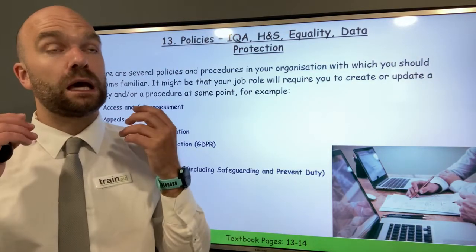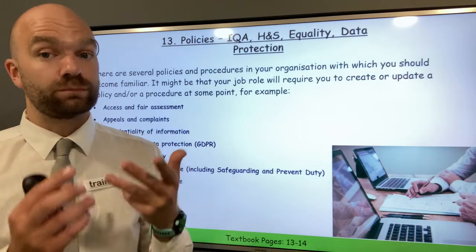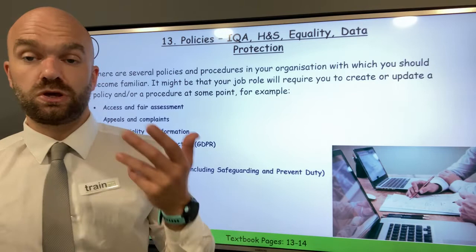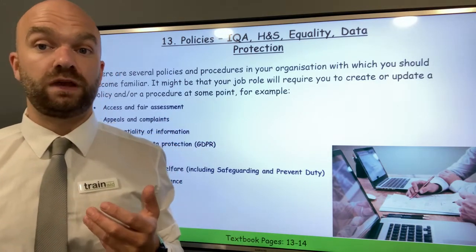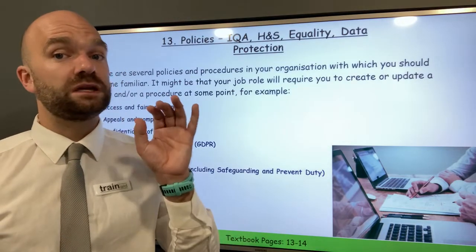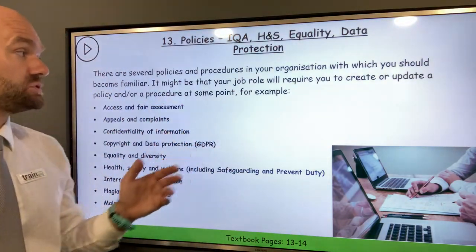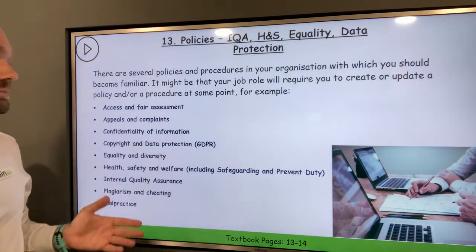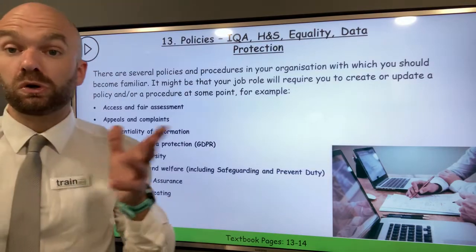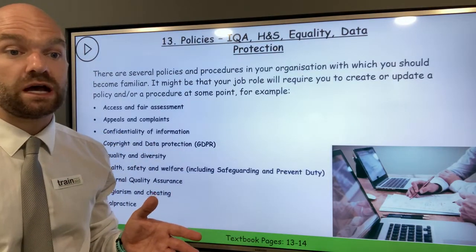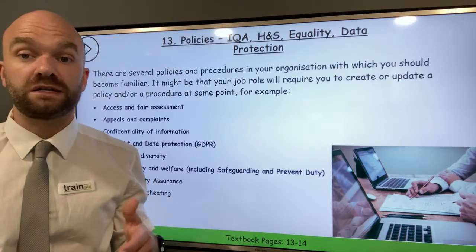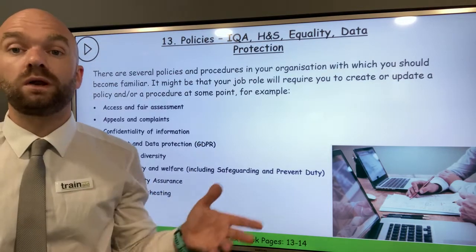So keeping a good knowledge of these different policies and procedures is going to be very, very important here, so you can provide them with the best advice and feedback. Do have a look in the textbook at pages 13 to 14 on the different ranges of policies and procedures there. There are a range of different policies that you might need to become familiar with within your practice as an IQA, such as appeals and complaints, for example, confidentiality, the Copyright and Data Protection Act as well, equality and diversity.